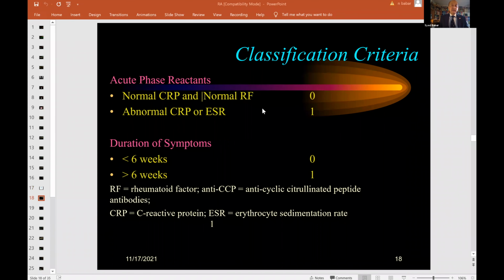So when we looked at, we also classify on the basis of inflammatory reactants. And so we've already mentioned that if the CRP is normal and the rheumatoid factor is negative, score 0. Abnormal CRP or ESR, whatever the number, it's 1. If the duration of symptoms have been less than 6 weeks, score 0. If the duration of symptoms have been more than 6 weeks, score 1.